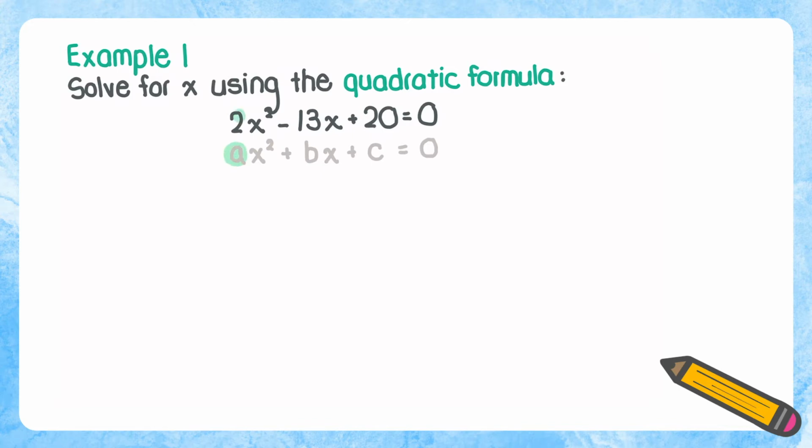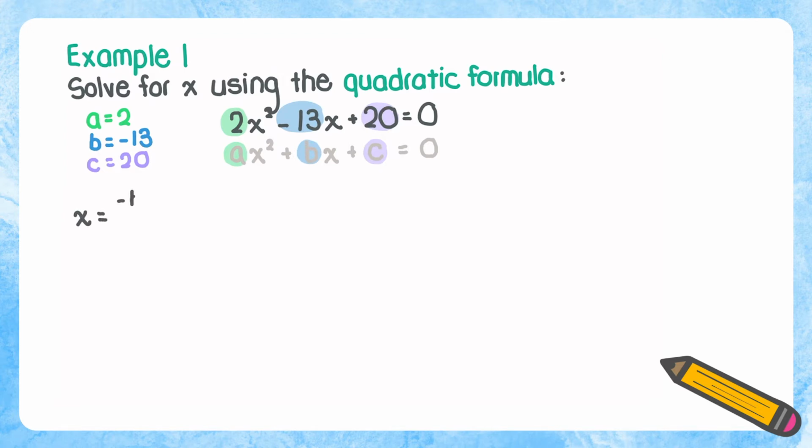Our a value for this equation is 2. So let me write this on the side. A equals 2. And then our b is negative 13. Make sure you include that negative. That's important. And then our c value is 20. So c equals 20.